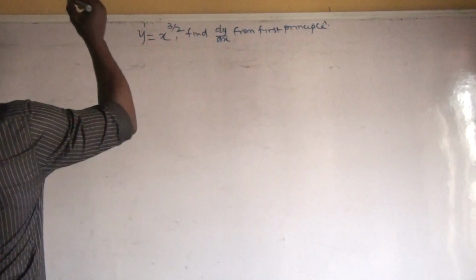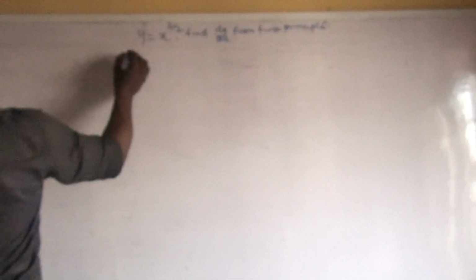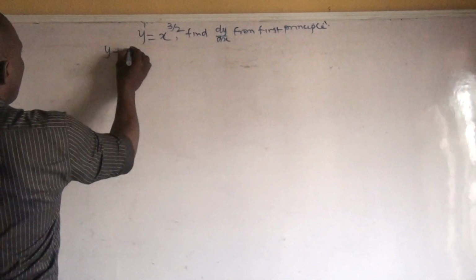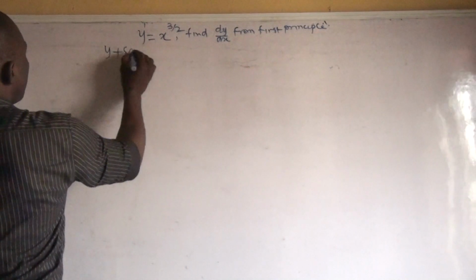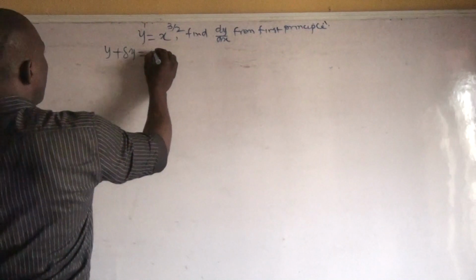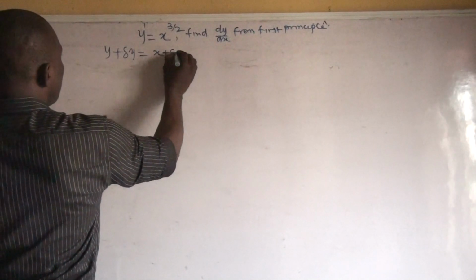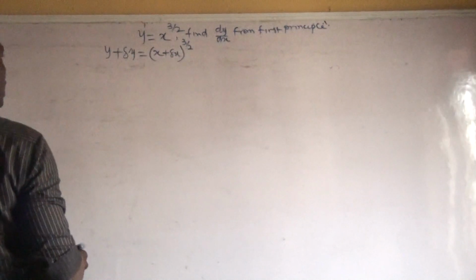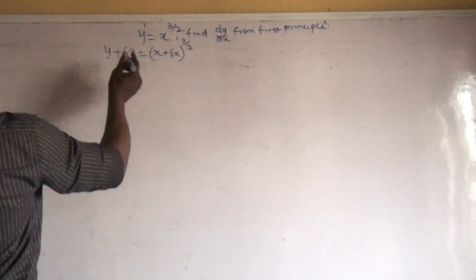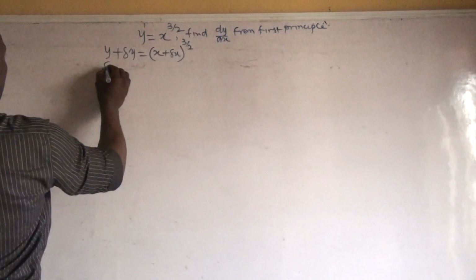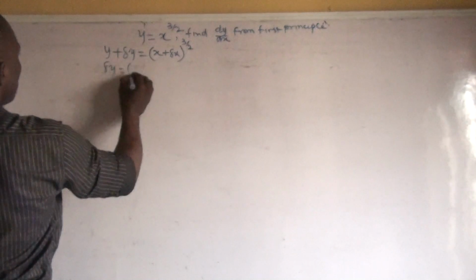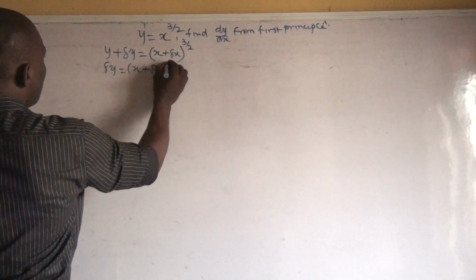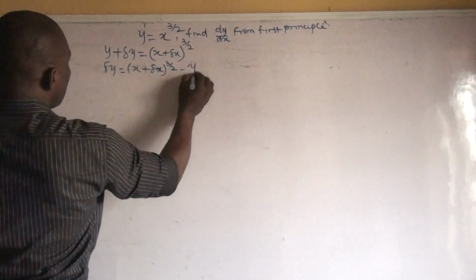And we know from first principle, y here will become y plus delta y, and in place of x here we have x plus delta x all raised to power 3 over 2, and we move this y to the right hand side, so we have delta y is equal to open bracket x plus delta x raised to power 3 over 2 minus y.